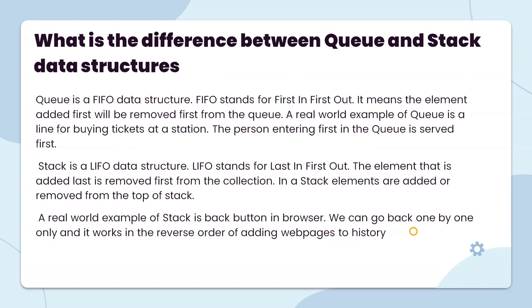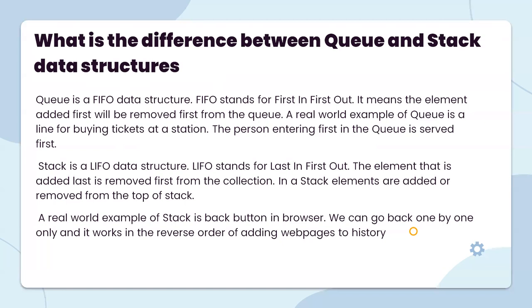So first, queue is a FIFO data structure. FIFO means first in, first out. In the queue, you can go and see the railway ticket counter in the railway station, one ticket counter is there, you can go and collect the ticket. If you go first, then you will get the first ticket. If you go last, then you will get the last. So this is the same meaning here.